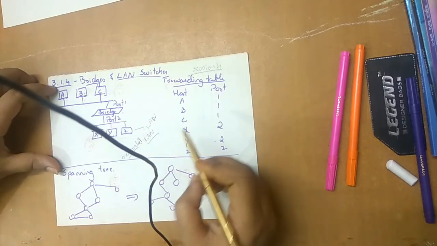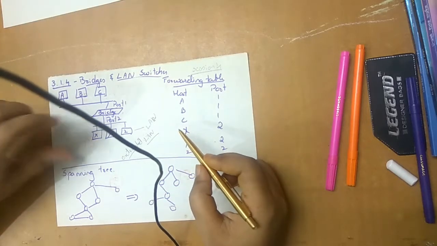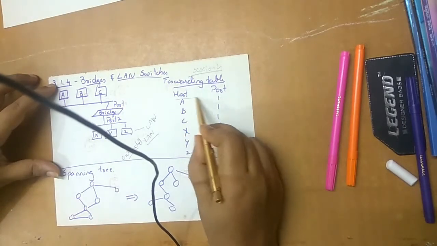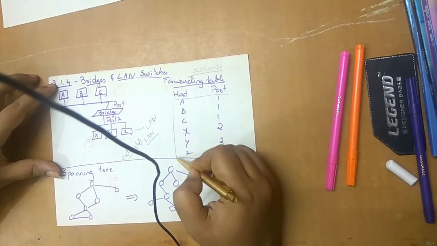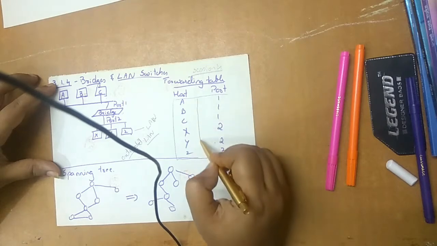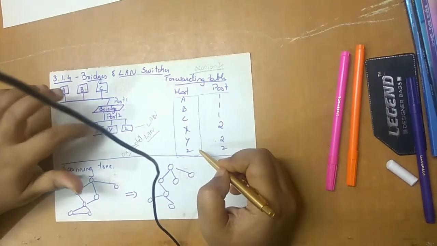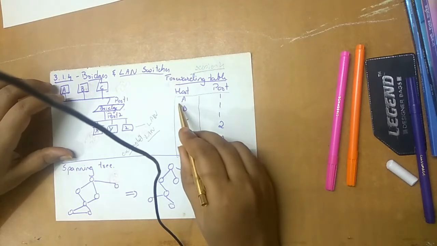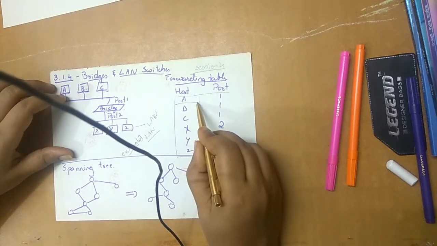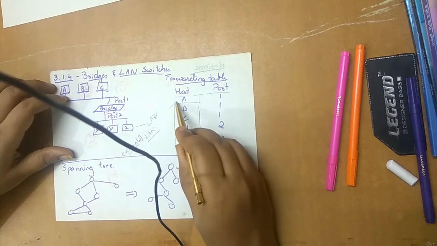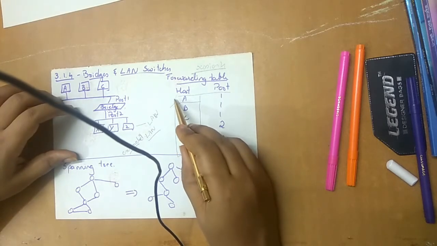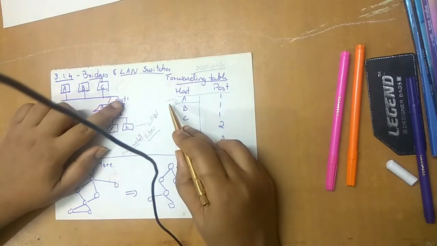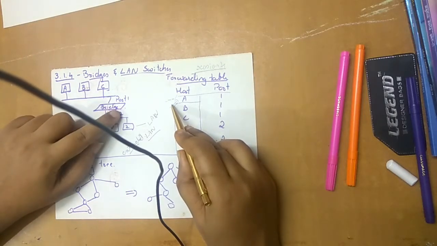The bridge will also maintain a forwarding table. So what is a forwarding table? It will have the different hosts, nothing but the machines A, B, C, X, Y, Z, and the respective port number. So if A wants to send a message, which port does it have to follow? It has to follow port 1.